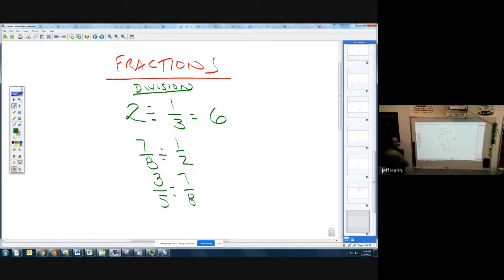Kelsey says no. If you think about this, it can't be a whole number, because if you start with 3/5, you can't take 1 7/8 out of a 3/5, because 7/8 is bigger than 3/5. So it has to be something smaller than 1.